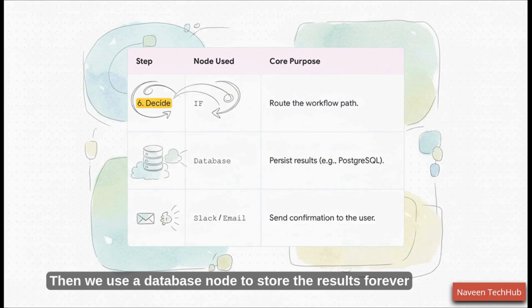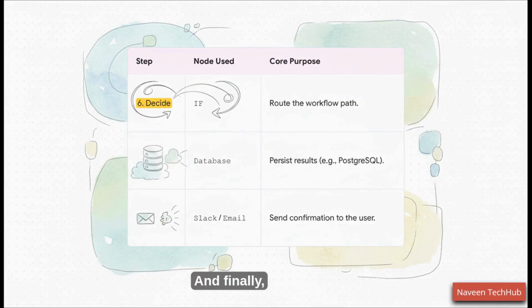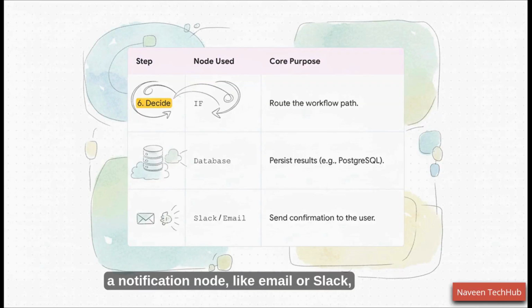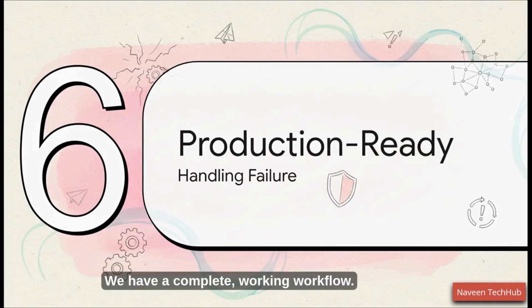Then we use a database node to store the results forever in something solid like Postgres. And finally, a notification node like email or Slack to let a human know what happened and close the loop. We've done it! We have a complete working workflow.